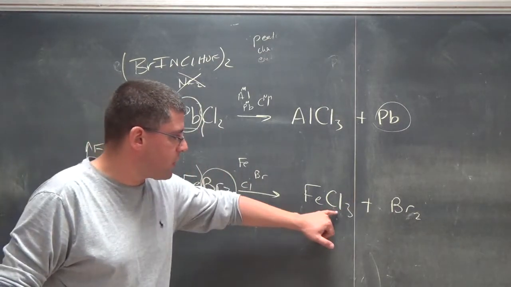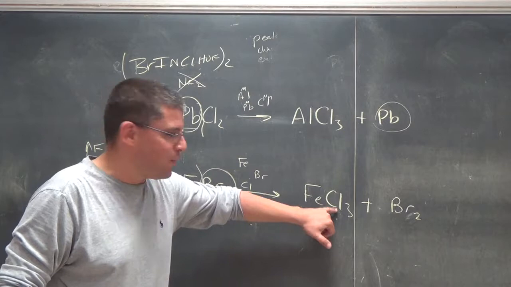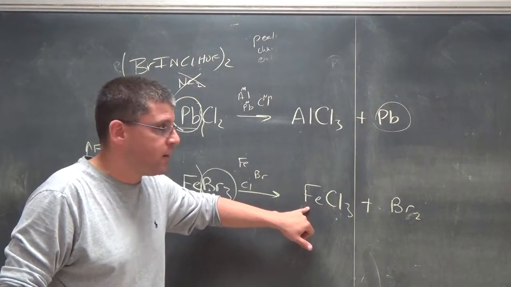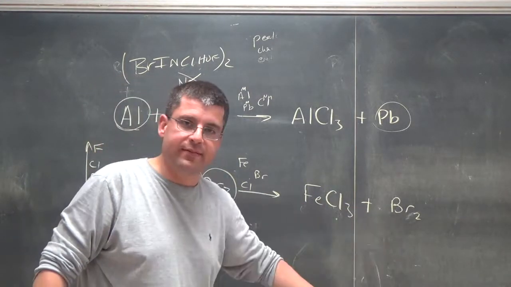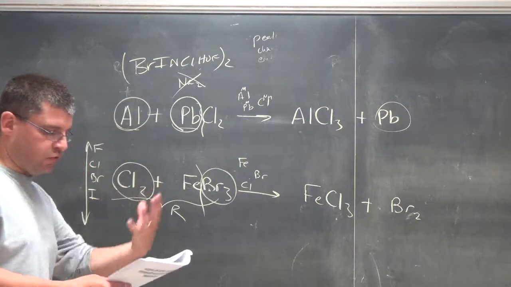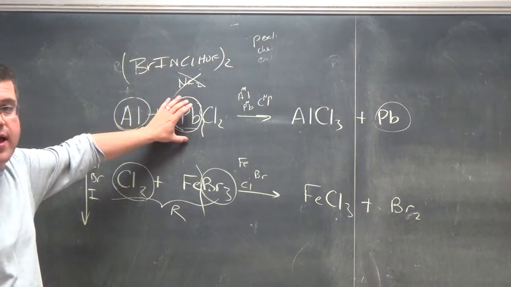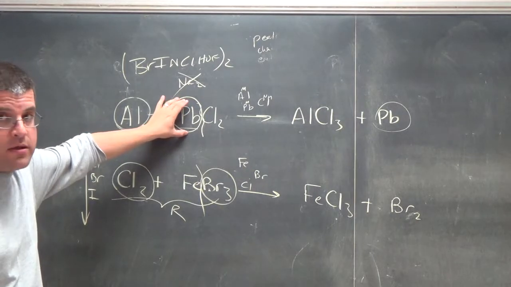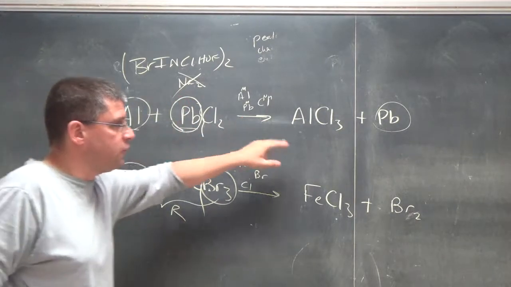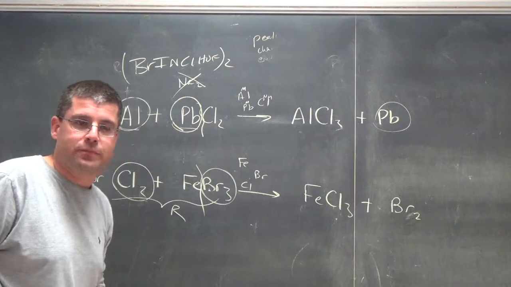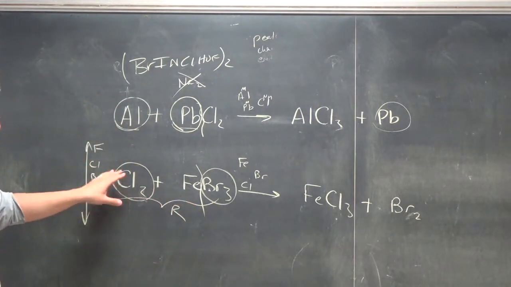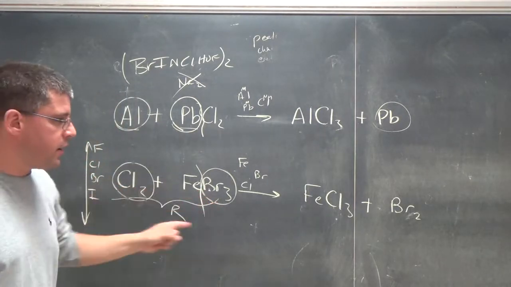Because chlorine wants to come in, react with iron to get full outer shell. Bromine will be by itself. So again, the simple way is, going back to this one, aluminum is higher on the metal side of the activity series than lead, so therefore it's more active, it'll displace, single replacement reaction. Here, chlorine is more active than bromine, it'll replace.